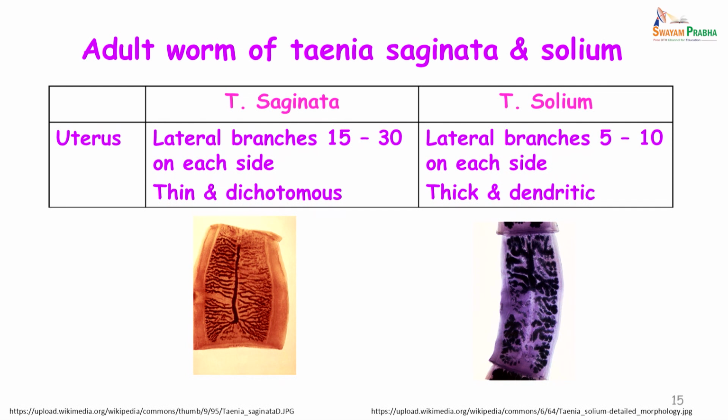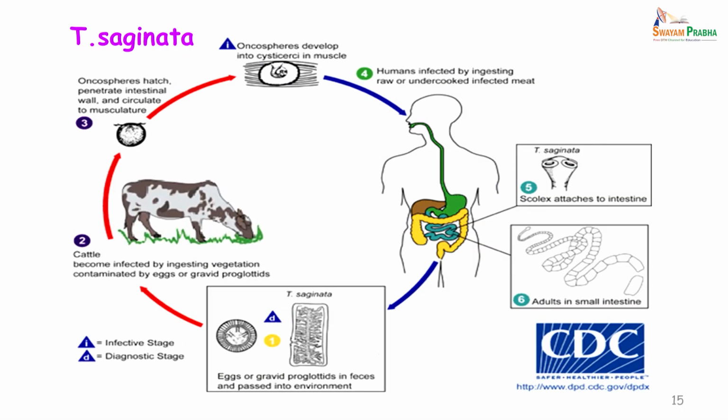Another method of differentiating Taenia saginata and Taenia solium is by looking at the uterus. In the case of Taenia saginata, the uterus has 15 to 30 lateral branches which are thin and dichotomous, whereas in Taenia solium the lateral branches are fewer, 5 to 10 on each side, and they are thick and dendritic. Life cycle of Taenia saginata.